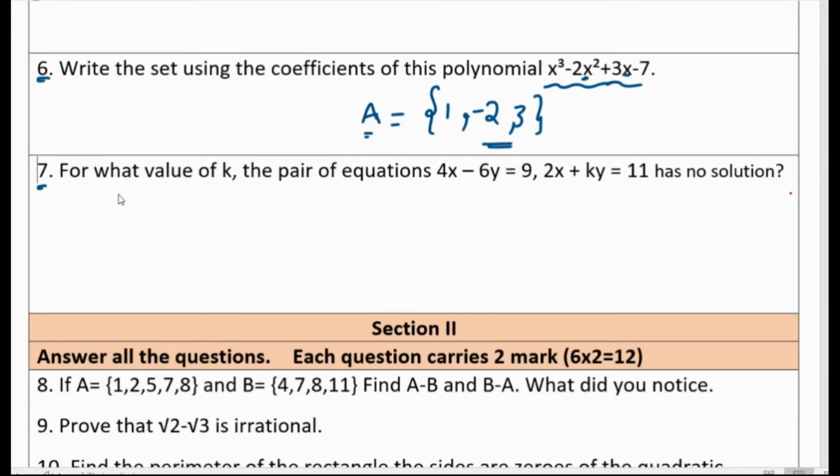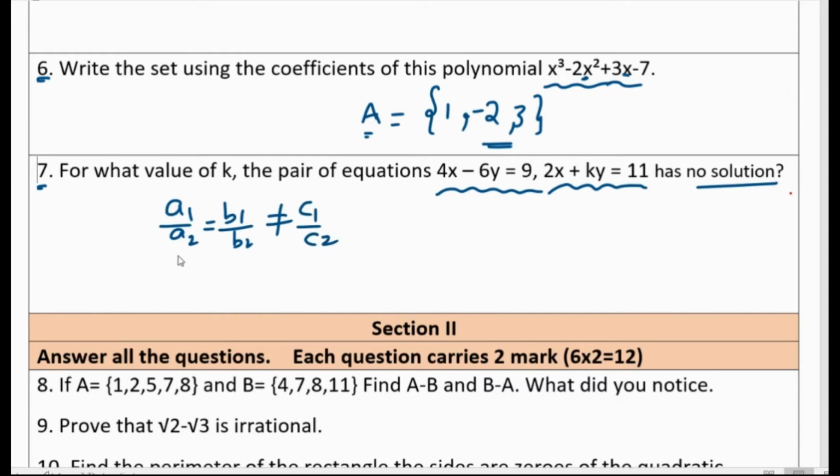Seventh question, for what value of k does the pair of equations 4x minus 6y is equal to 9 and 2x plus ky is equal to 11 have no solution? If two lines have no solution, we know the lines are parallel. And the parallel line condition is a1 by a2 is equal to b1 by b2 is not equal to c1 by c2, where a1, a2, b1, b2 are the coefficients of the first equation and second equation.